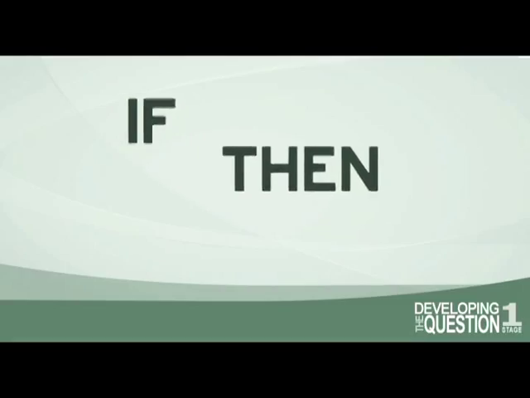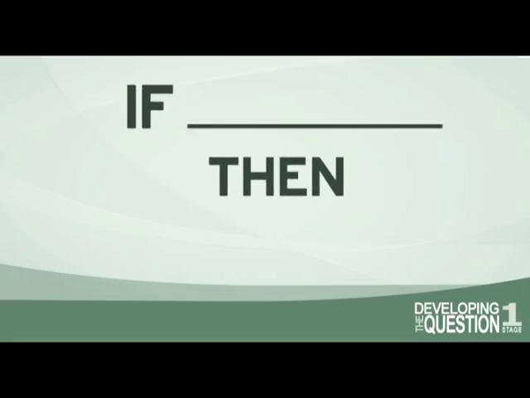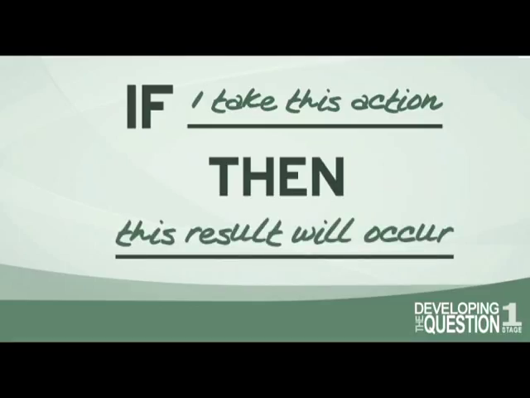So if I take this particular action, then perhaps this will occur. It's a causal relationship between two things. Sometimes we find, as we enact these theories of action, that these statements can be disproved. Sometimes our theories are justified, but sometimes we go back and revise them based on the new evidence that we've uncovered.